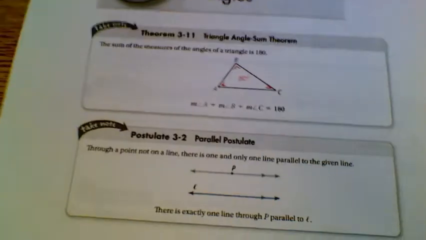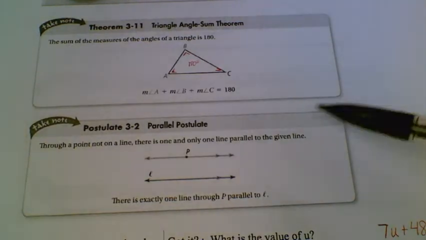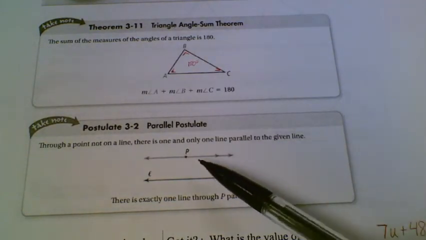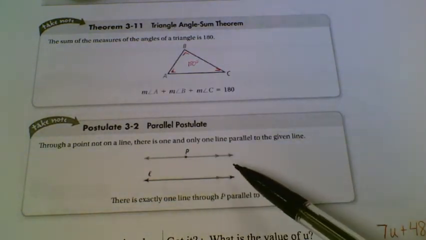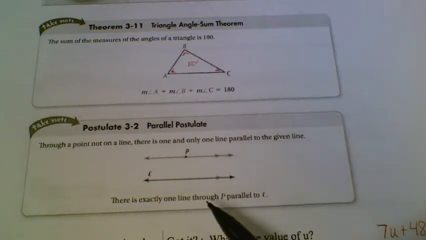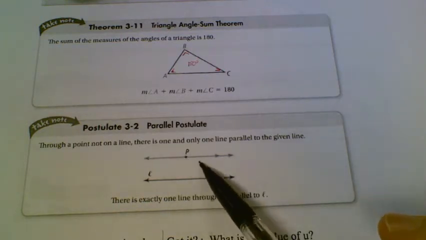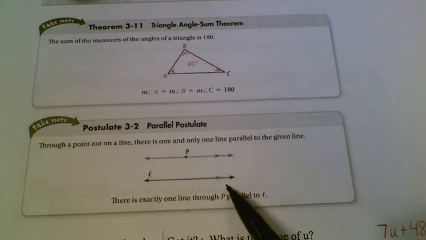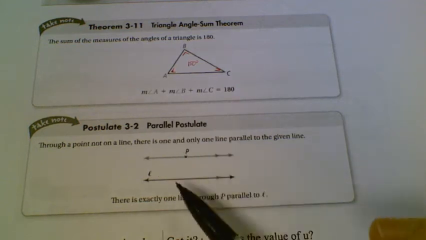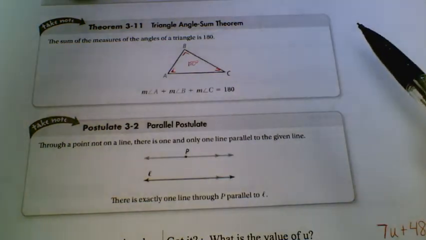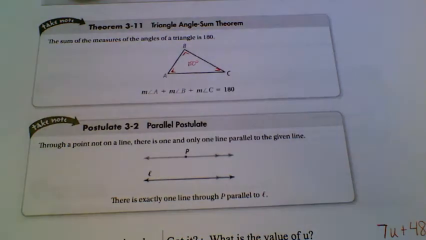The second postulate, just letting you know, is that if I have one point that is not on a line, you can have exactly one line that is parallel to the given line. And we will do more with this in section 3.6 because you will actually make a construction of those two parallel lines. So let's take a look at some examples.